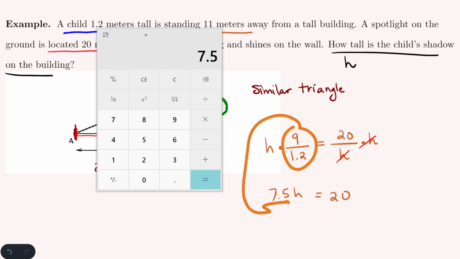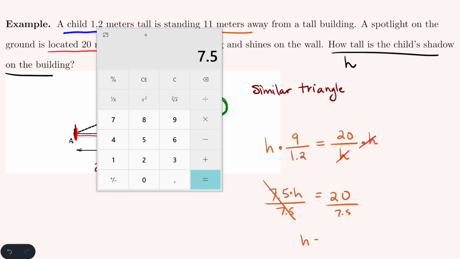So keep in mind the 9 divided by 1.2 is how we got the 7.5. And now I can get h by itself. H is currently being multiplied by 7.5, so divide both sides by that. And we get h would be equal to 2.66666. So let's round this to 2 decimal places.